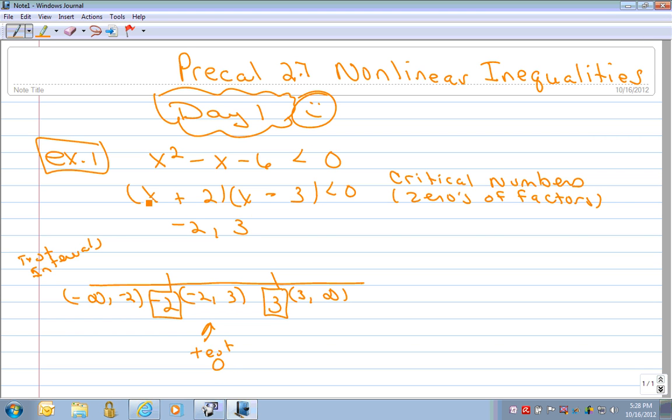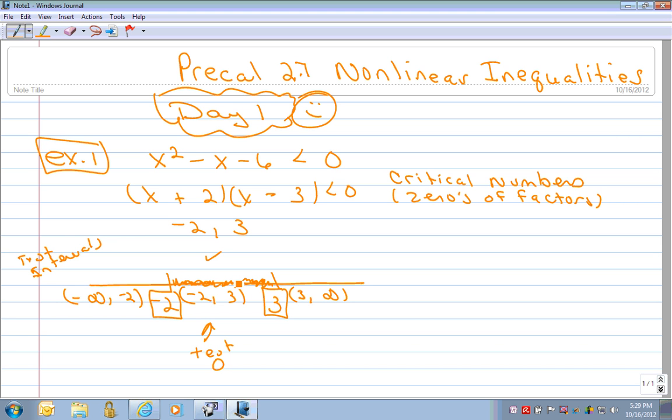So think about this. If I put in 0, I'd have a positive 2. If I put in 0, I have a negative 3. A positive times a negative is a negative. Is a negative number less than 0? I believe it is always less than 0. So all the values between negative 2 and 3 would be solutions to our nonlinear inequality.